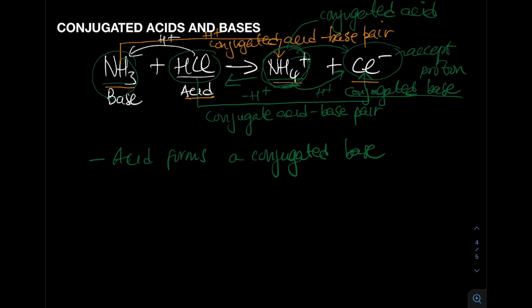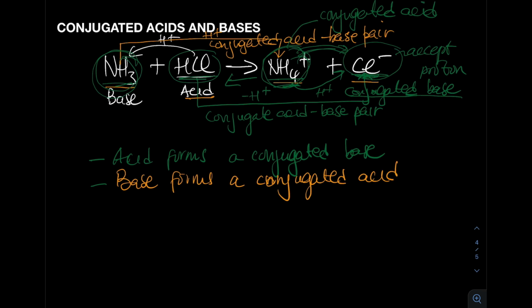These reactions, guys, are reversible reactions. So when this ammonium donates a proton to that Cl minus, it will become what it was before, which is NH3, and the Cl minus will become HCl. So let's emphasize this. When a base forms a conjugate acid, you see this base has formed a what? A conjugate acid. The acid has formed a conjugate base all the time when it comes to conjugates.